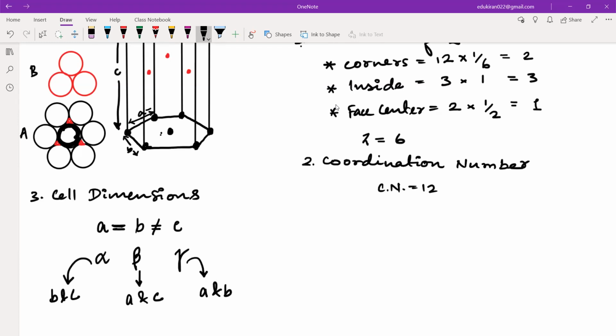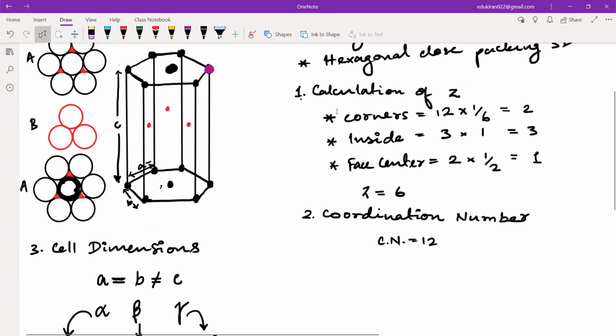Now let us talk about the angles here. Just imagine yourself in a hexagonal unit cell room. This will be one of the edges of the wall, right? And this will be an edge of the floor, correct? Now, both of these will be 90 degrees.